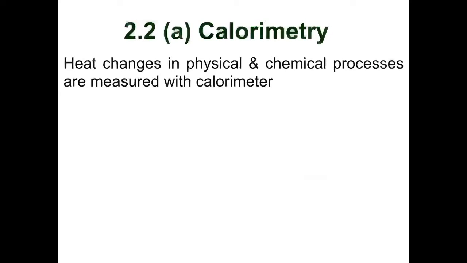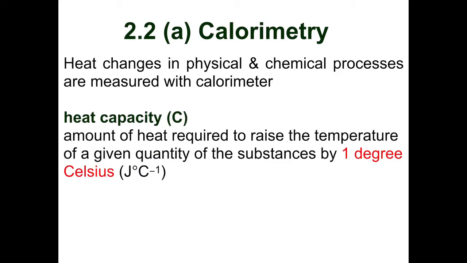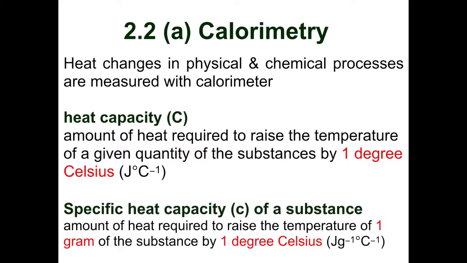2.2a Calorimetry. Heat changes in physical and chemical processes are measured with a calorimeter. Heat capacity, or capital letter C, is the amount of heat required to raise the temperature of a given quantity of the substance by 1 degree Celsius, and the unit is joules per degree Celsius. While specific heat capacity, or small letter c, is the amount of heat required to raise the temperature of 1 gram of the substance by 1 degree Celsius, and the unit is joules per gram per degree Celsius.